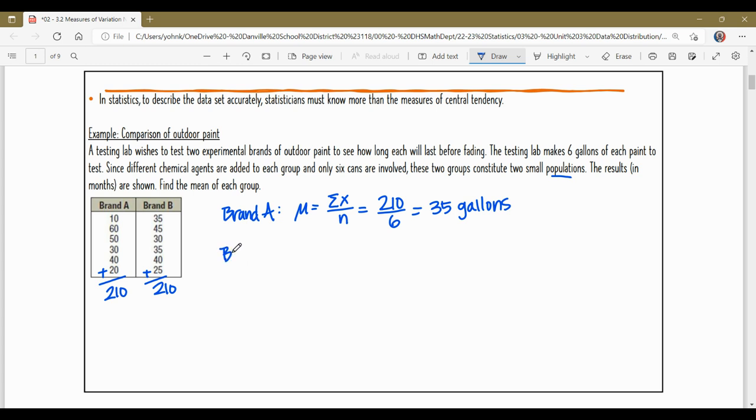If I look at brand B, again, we're dealing with a population, so we have mu equals the sum, again 210, divided by 6 total numbers, or 35 gallons. So you might be thinking, why did we do this problem? We got the same mean for both sets of numbers, but look at the sets of numbers. They are very different from each other. Brand A is going from 10 all the way up to 60, but brand B is going from 25 all the way up to 45. So the numbers are similar in B, but more spread out in A. That's going to play into what we're going to learn about today.